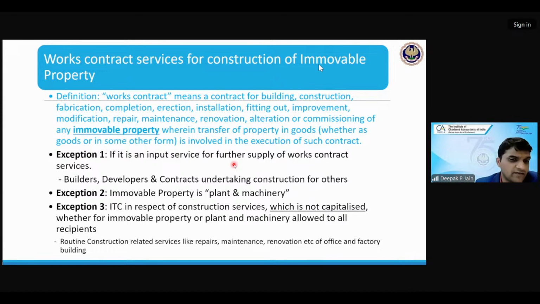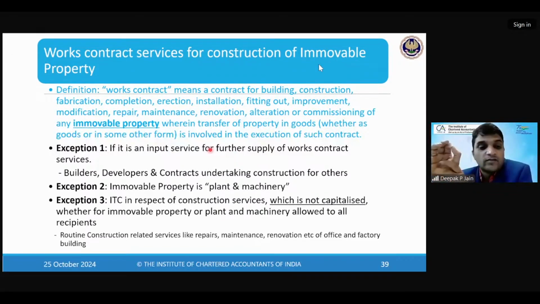ITC on construction service is not available in cases where the expense is capitalized. Correct. So any kind of purchase of a works contract, that is what this category is saying. What is a works contract? A works contract is defined as a contract for building, construction, fabrication, completion, erection, installation, fitting out, improvement, modification, repairs, maintenance, renovation, alteration, or commissioning of any immovable property wherein transfer of property in goods, whether as goods or in some other form, is involved.